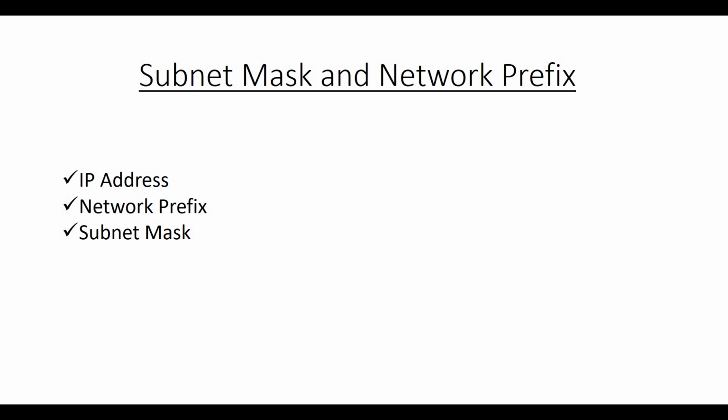Now let us discuss subnet mask and network prefix. In the previous video, we went through the IP address. Please go through the link in the description section to know more about IP addresses. When a device is connected to a network, it gets a logical address called an IP address. This IP address tells us information about the host part as well as the network part. There are two types of IP addresses, IPv4 and IPv6. In this video, we will go through IPv4.